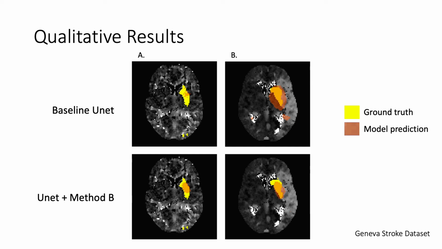Here, for example, on subject B, you can see that the model manages to focus better on the lesion and reduces the false positive rate. And for subject A, here on the left side, we can see that our proposed model manages to segment some of the regions that are otherwise falsely labeled as negative.